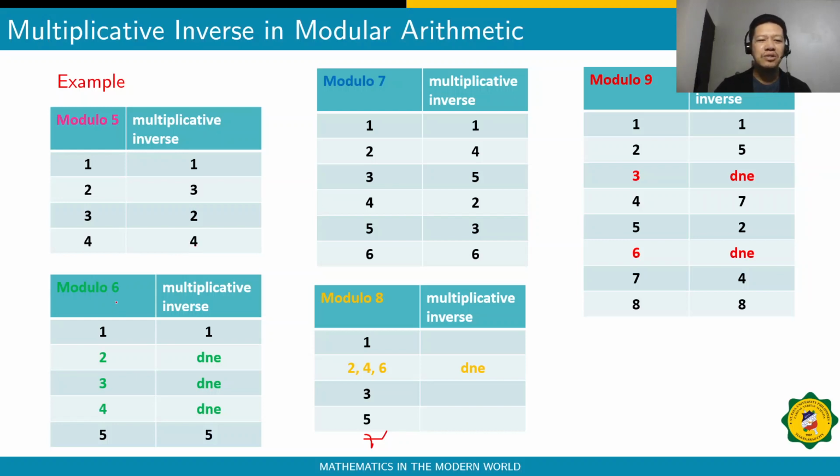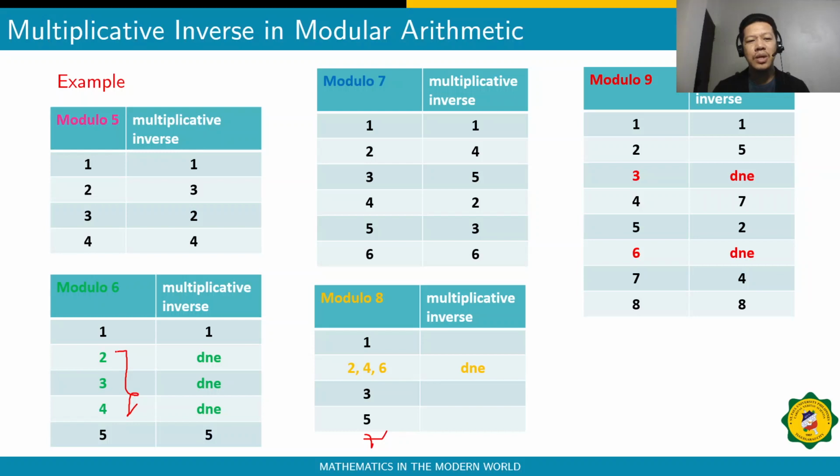Now, how about modulo 6? In modulo 6, we're talking here of the multiplicative inverse. The multiplicative inverse of 1 is 1, because 1 times 1 is 1, and modulo 6 is still 1. How about 2? How about 3? How about 4? It's DNE. DNE here means does not exist. So why does it not exist? There is actually a relationship of these numbers with 6. What do you think is the relationship of 2, 3, and 4 with 6?